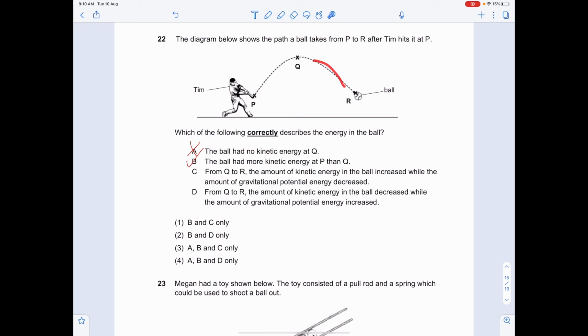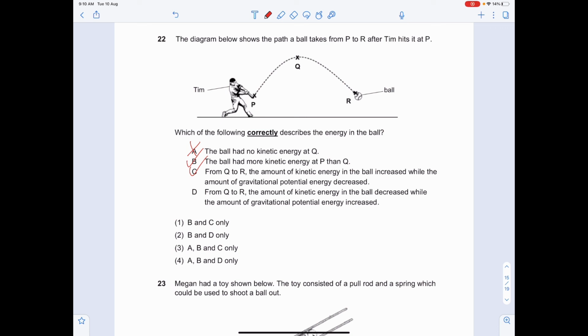This is actually true because when you look at it, the height as it goes from Q to R is decreasing, and GPE at this point is being converted into KE. The more GPE that's being converted to KE, obviously your GPE will decrease. At the same time, your GPE is also decreasing because of the height. So the answer would be C.